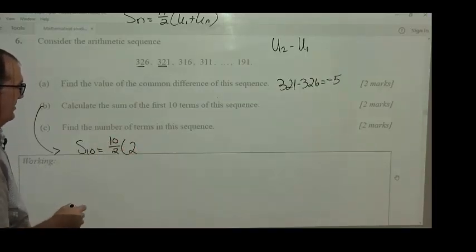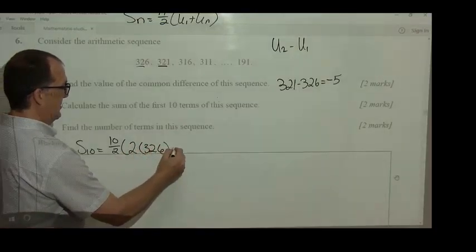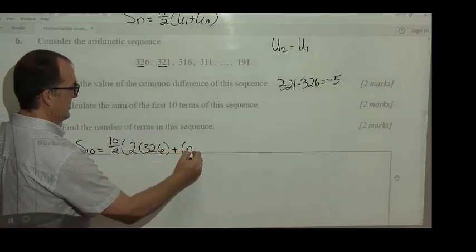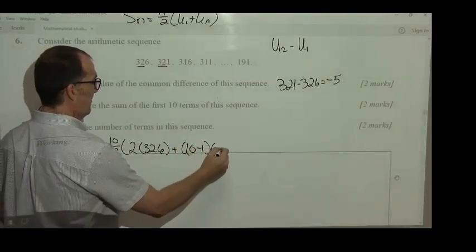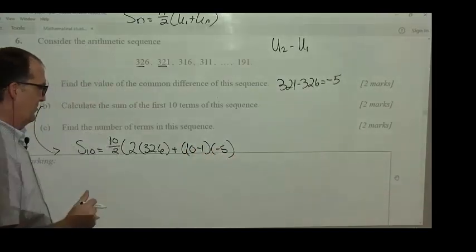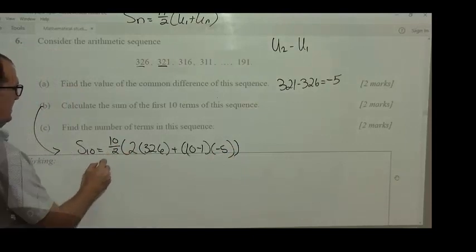So what I'm left with, and I'm going to do this down here, is a formula that's n divided by 2, twice the first term, plus n minus 1, 10 minus 1, times the common difference, and all of that's going to be multiplied.